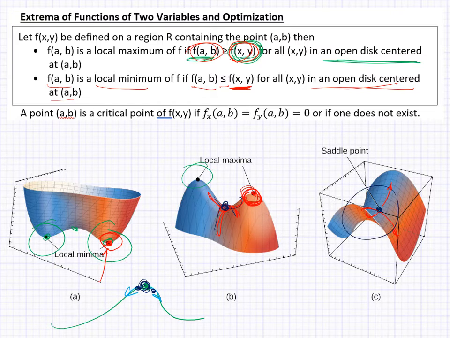Right? So that's a special point. It's not an extrema necessarily, but it is a special point. So how are we going to find these extrema? Well, how do we do it in Calc 1?